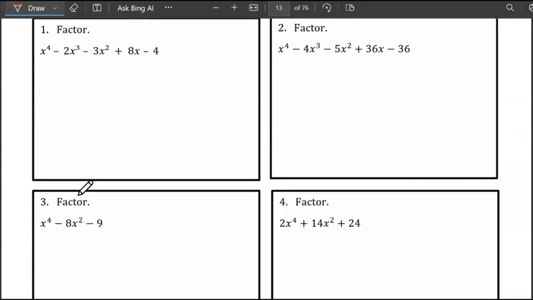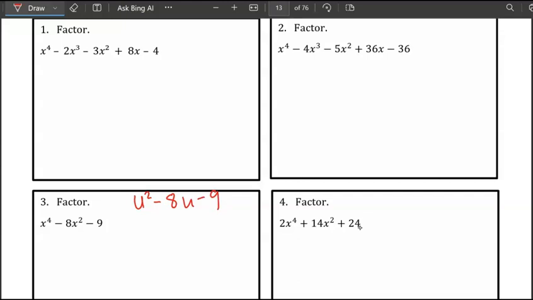Go ahead and try the other 4 examples below. The first 2, factor it by graphing. The second 2, factor it by u substitution. So think about u substitution. For example, number 3, think of it as u squared minus 8u minus 9.